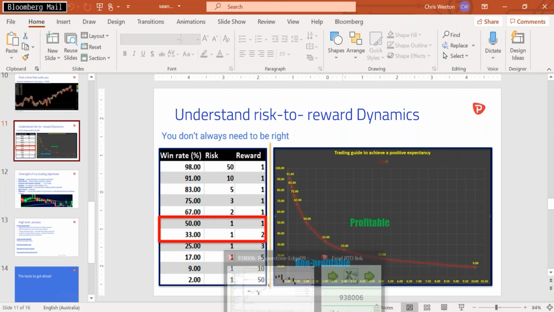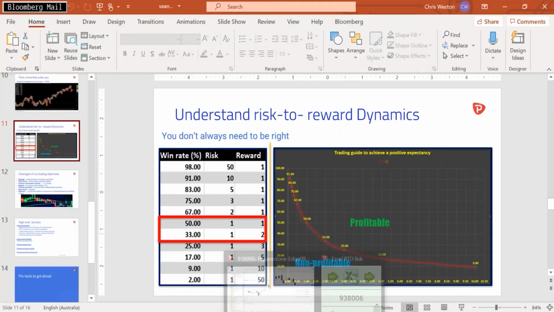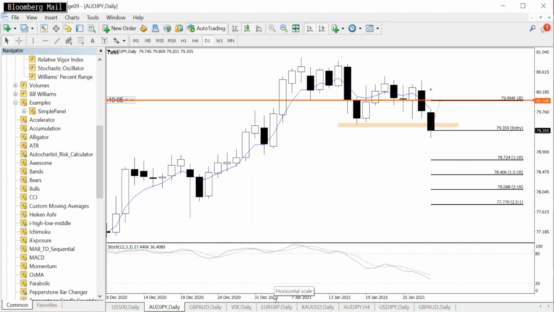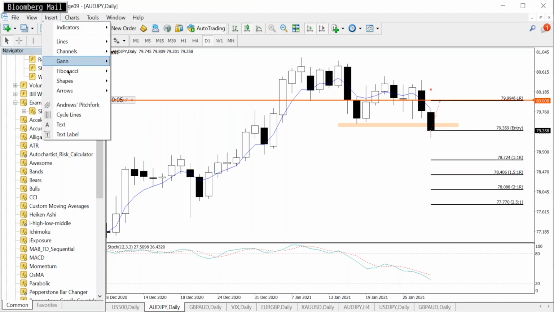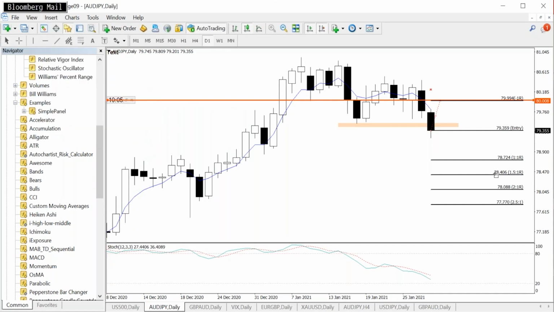So going back to that formula, I don't need to be right every time. I just need to try and make 1.5 to 2 times what I'm risking. And that's why this is really important. So let's say my entry point is here now at 79.39, and my stop loss is placed at 79.99 or 80. I've now got a guide which I really want to be targeting down here.